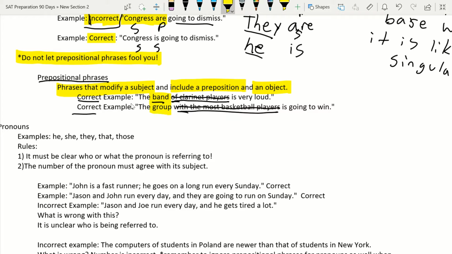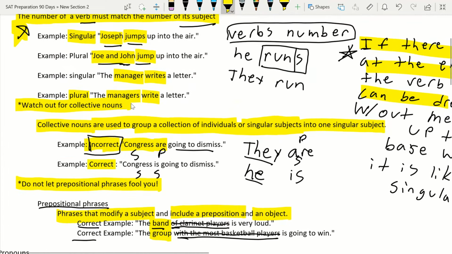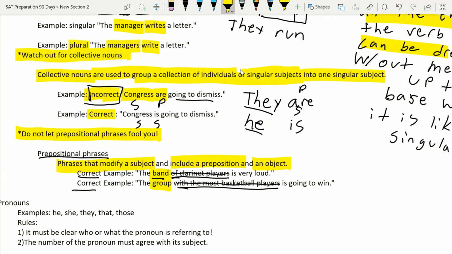How many people are in a band? It's plural, right? But what's the thing about it? It's a collective noun. We need to remember back here to our collective nouns. They're grouping that collection of individuals, those clarinet players, into the band, into one singular subject, right? That band is now a singular subject. So now we need to look for a singular verb. We see we have is, right? The band is. That's a singular verb matched to our singular subject.